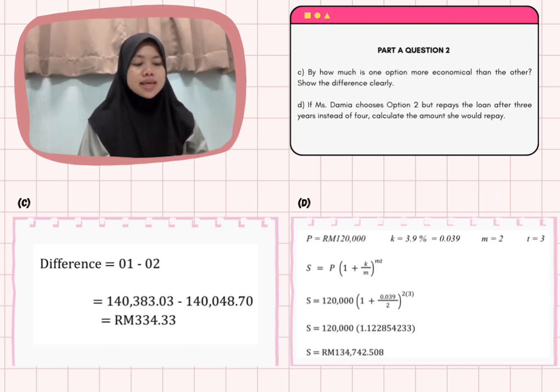Using the formula S equals P (1 + i)^n, and substitute the values into the formula. And the final answer for question D, Miss Damia has to repay RM 134,742.51.